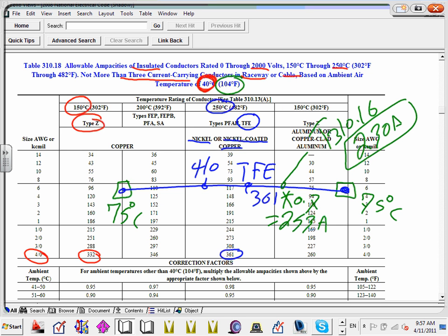But you have to specify the TFE insulation or the Z insulation if you're using copper, or SA insulation and so forth. And if you want to know what Z insulation is, you guys remember the 310.13(A) table? That will explain to you what the Z insulation is. All we care about is that it's rated for 150 Celsius. Any question, Mr. Webb? So these are called high temperature cables. You can Google them, high temperature cables.